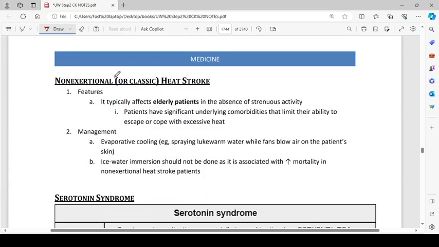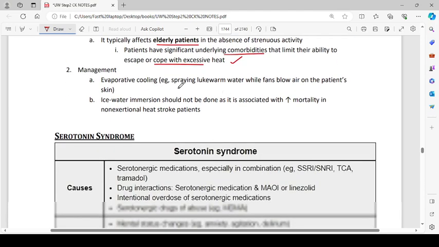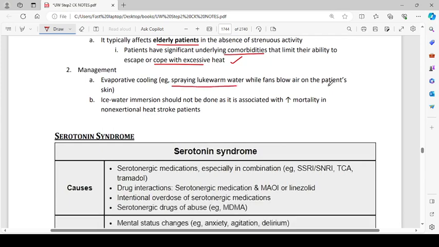Non-exertional or classic heat stroke features. It typically affects elderly patients in the absence of strenuous activity. Patients have significant underlying comorbidities that limit their ability to escape or cope with excessive heat. Management: evaporative cooling, for example, spraying lukewarm water while a fan blows air on the patient's skin.